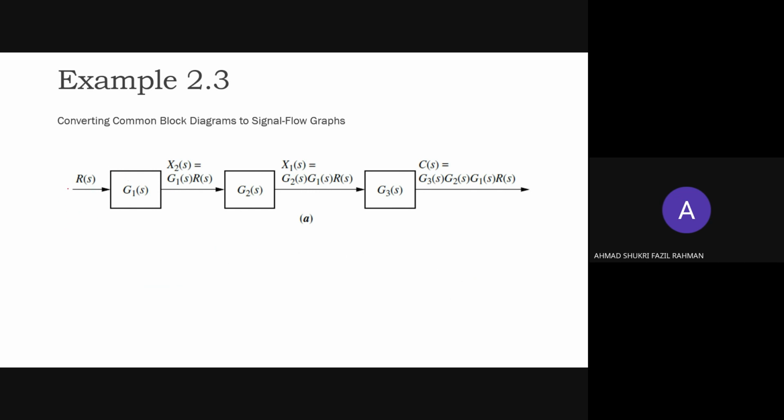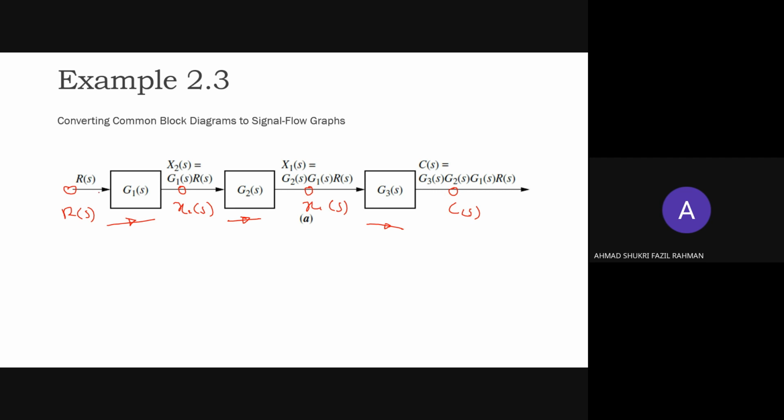Again, the RS signal we replace with a node. This one we replace with a node, this one with a node, and this one with a node. So this one is CS, this one is X1S, and this one is X2S, and then this one is RS. And for G1, you just represent it with branches. Need to be aware of the direction and the sign.